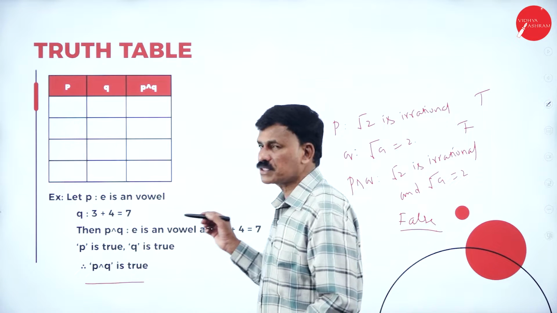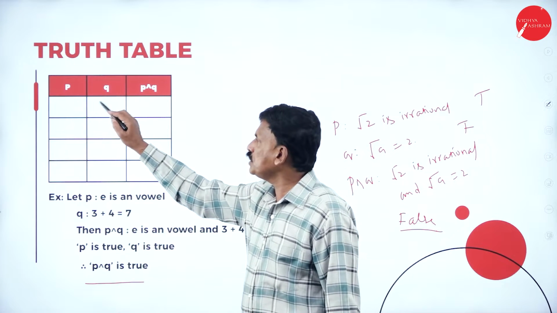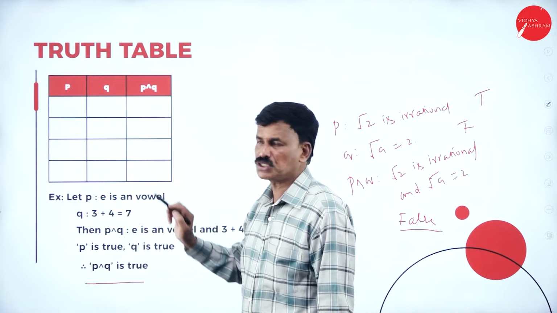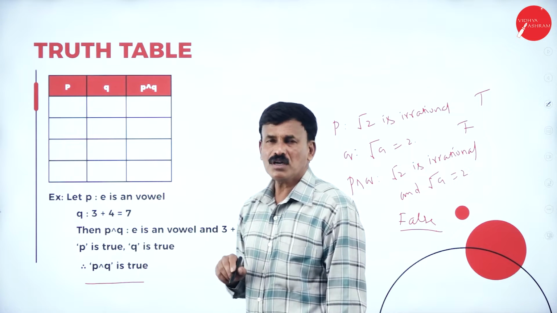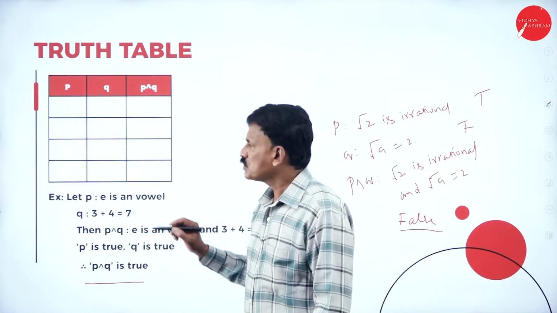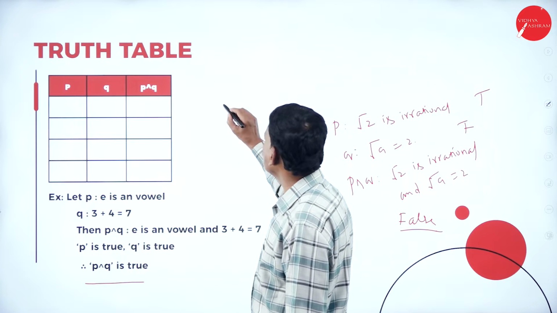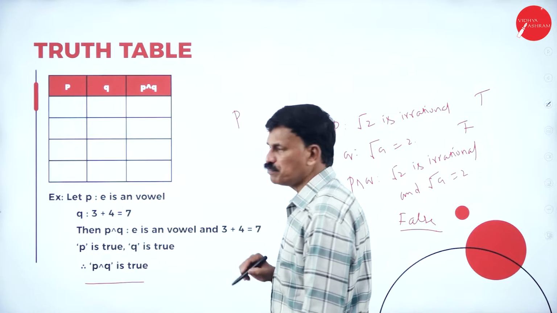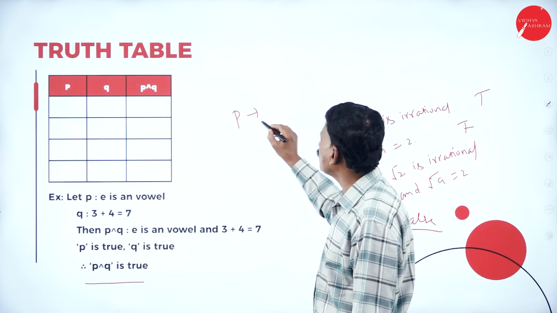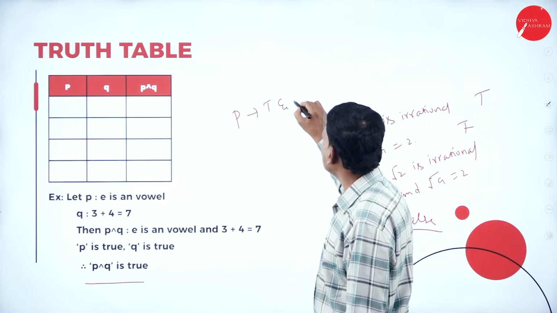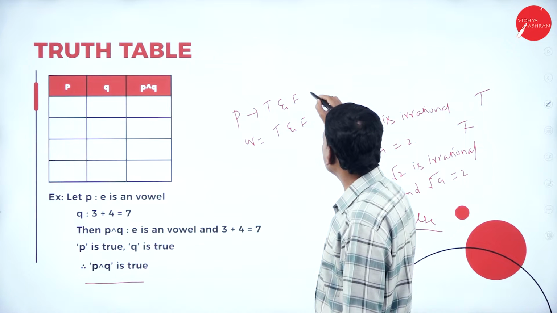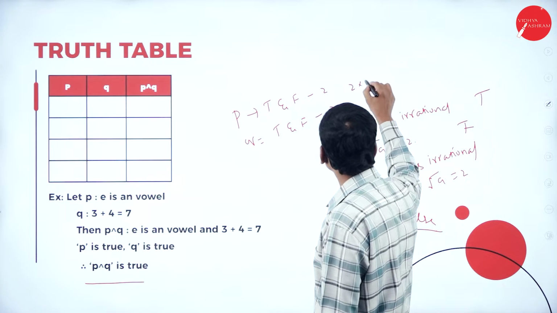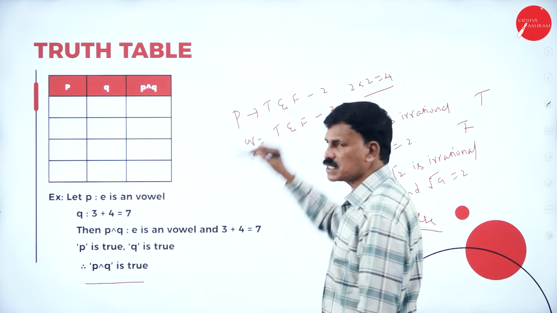For the truth table of the conjunction, let us take P, Q and P conjunction Q. This is the representation of a conjunction. Since this contains two elements, if you consider P, the possibilities for the statement are either true or false. If you consider Q, you can write true or false. So 2 into 2 is equal to 4 possibilities.